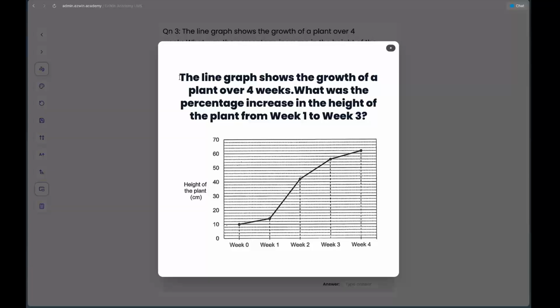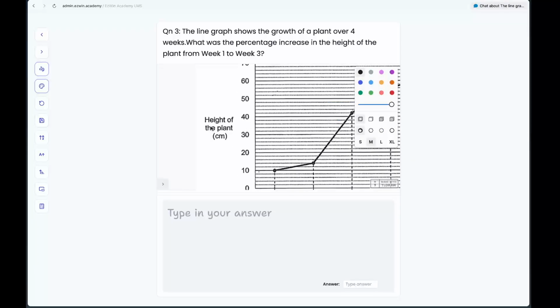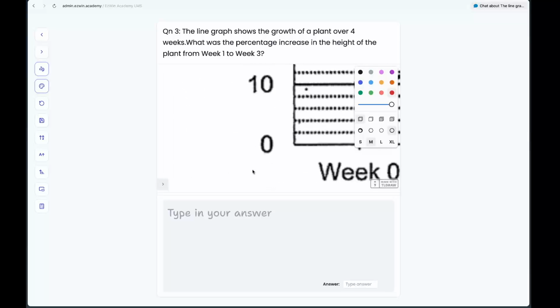Question number 3. The line graph shows the growth of plants over 4 weeks. What was the percentage increase in the height of the plant from week 1 to week 3? So in this case, if you zoom this in, first, this is a graph, right? So we want to know the number of gaps in this. If we zoom it in all the way, we see that over here we have a couple of gaps. We have 1, 2, 3, 4, and 5 gaps.